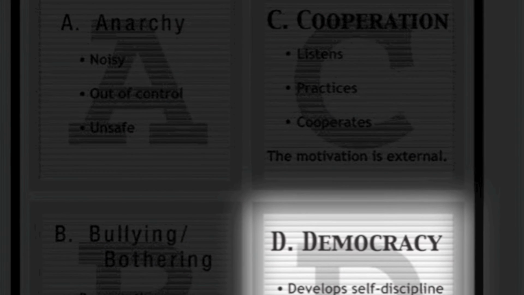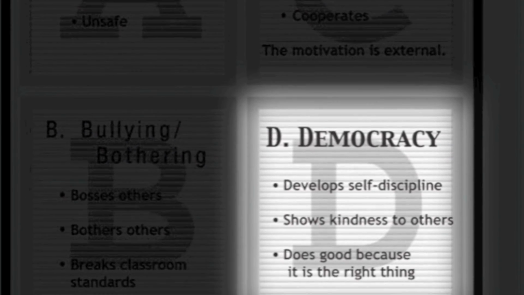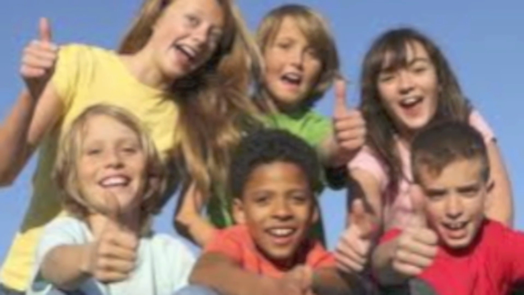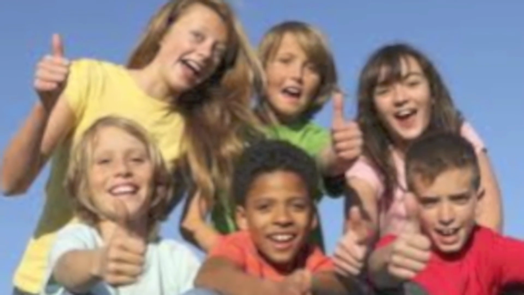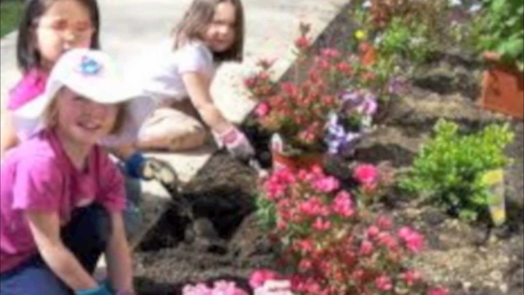The ultimate goal for any teacher is for students to understand right from wrong and do something because it is the right thing to do. The highest level in the hierarchy is democracy, and it is at this level that students take responsibility for their behaviors. At the democracy level, the motivation to be responsible is internal. Rather than relying on external motivators to influence their behavior, students derive their rewards from self-satisfaction. Democratic behavior is shown by the student who develops self-reliance, civility, and a sense of responsibility for the classroom.